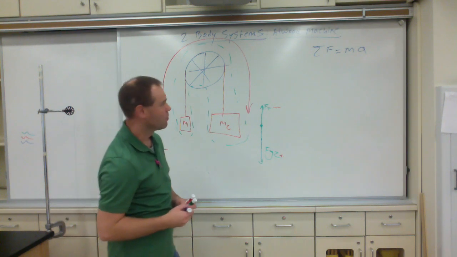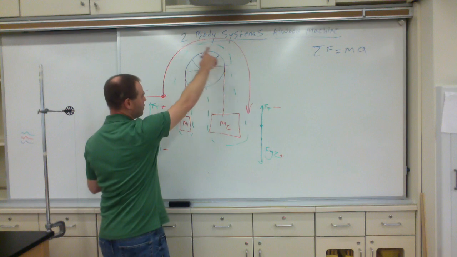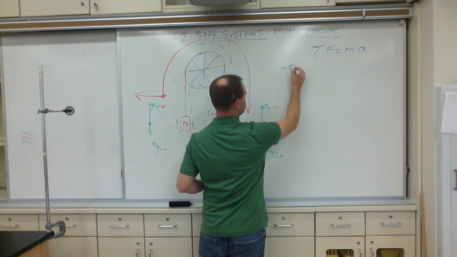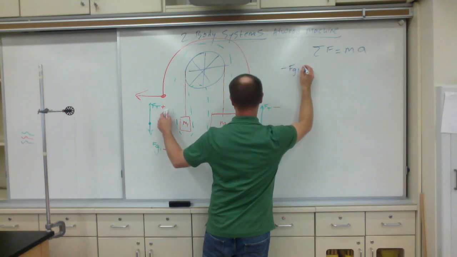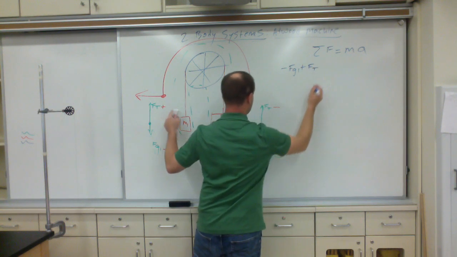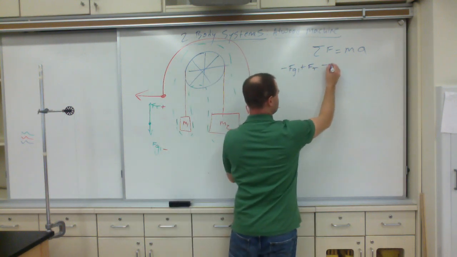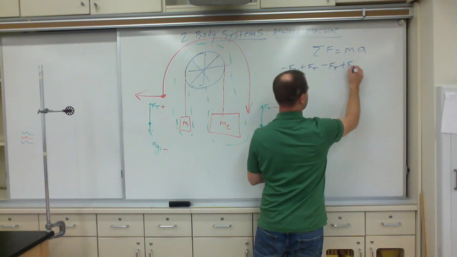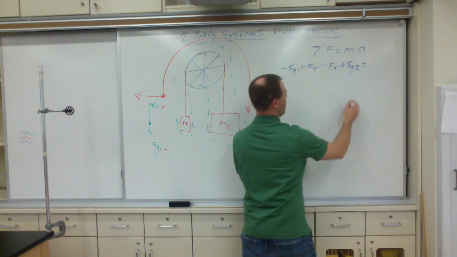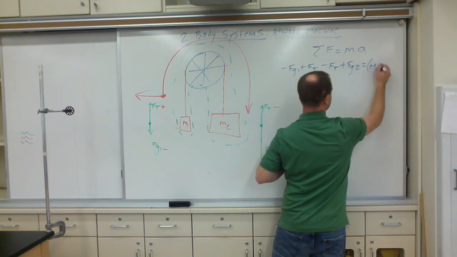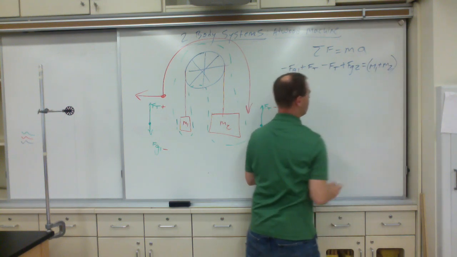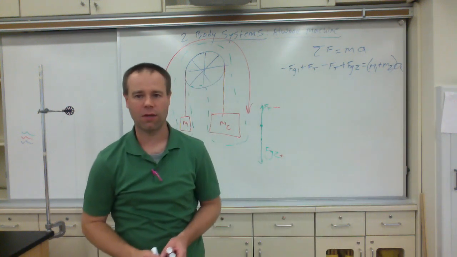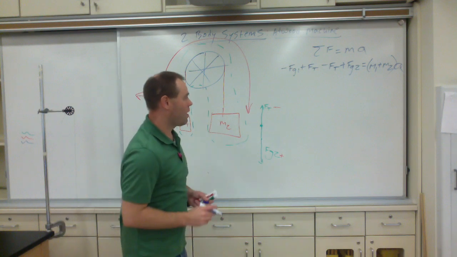Now we can write out our net force equals ma. Here's how we do it. We'll add up all these forces. So we've got minus force gravity 1, plus force tension, minus force tension, plus force gravity 2, equals m1 plus m2, because both masses are accelerating, times acceleration. And they both have the same acceleration. So there you have it.